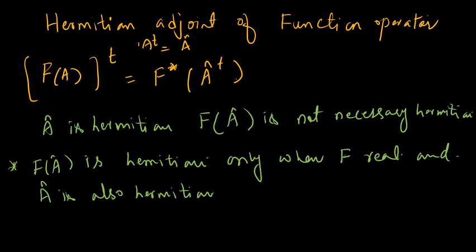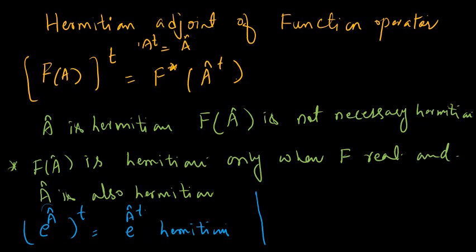Here we take the example of e power operator A. This is f of A, and let's suppose that it is Hermitian. This means that f of A equals e power A transpose, and this means that it is Hermitian, because here the function is real and A is also a Hermitian operator, because A equals A transpose. Here A is Hermitian and the function is real, so this f of A is Hermitian. So it fulfills the condition for hermiticity.